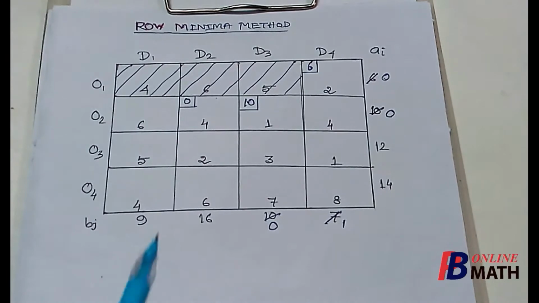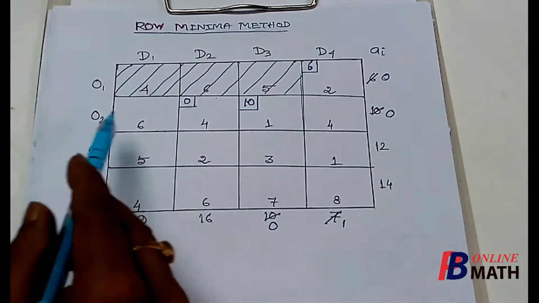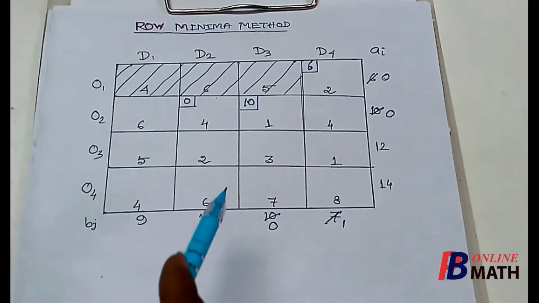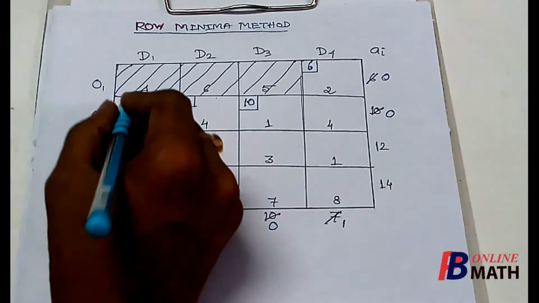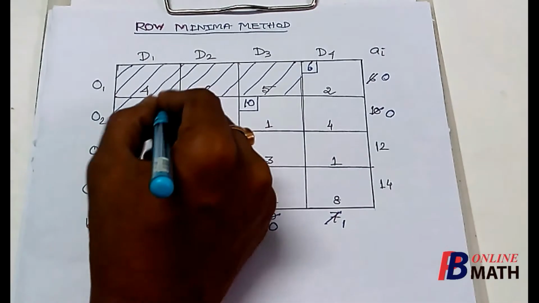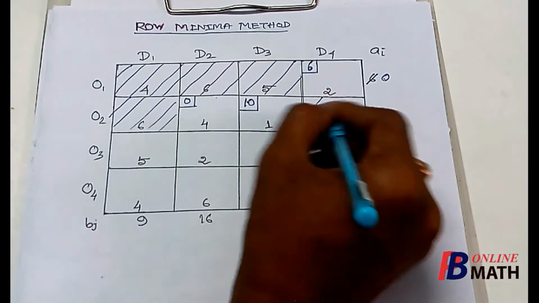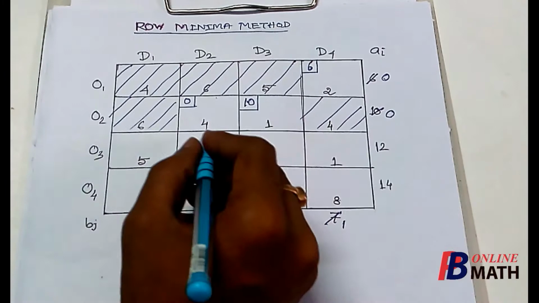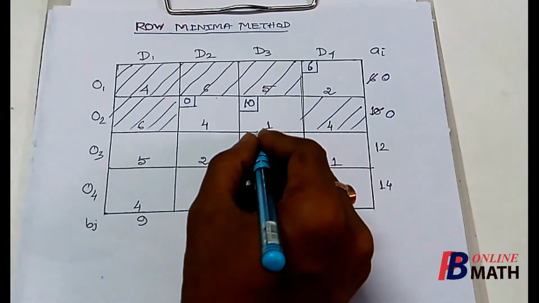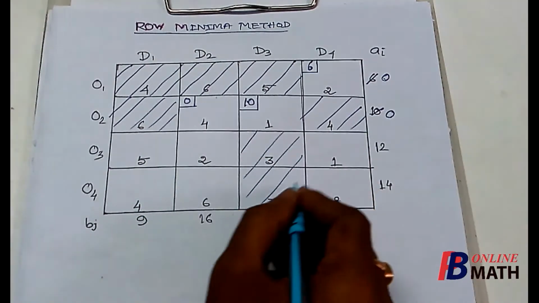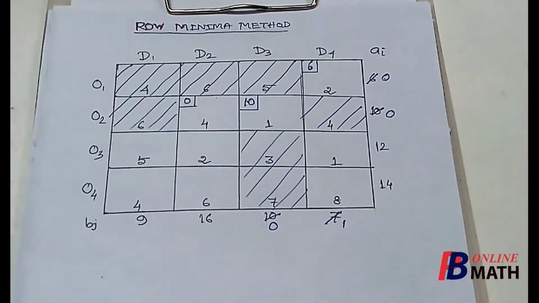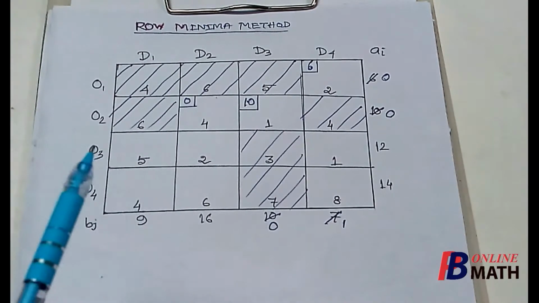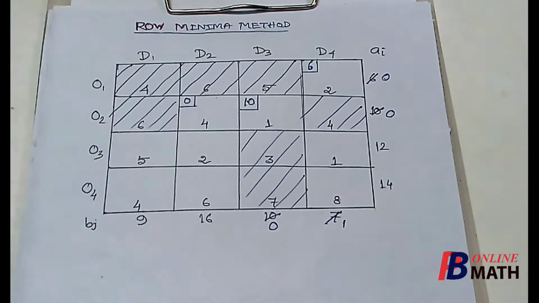So if we allocate 0 here, then we can cross off all the remaining cells of this row as well as all the remaining cells of this column. So here we have crossed off all the remaining cells of this row and of this column.